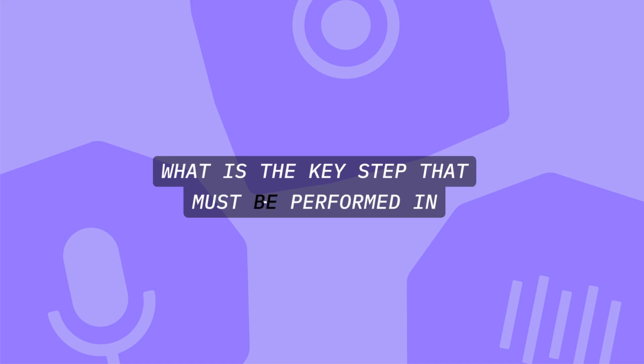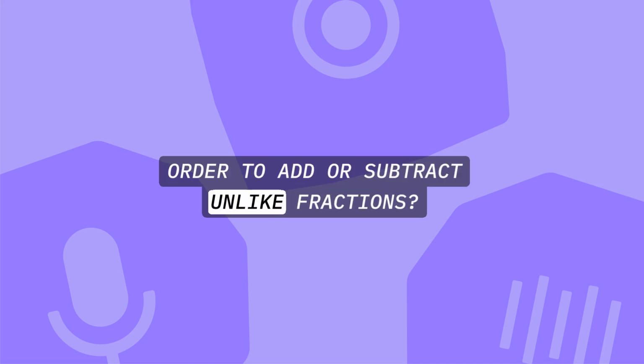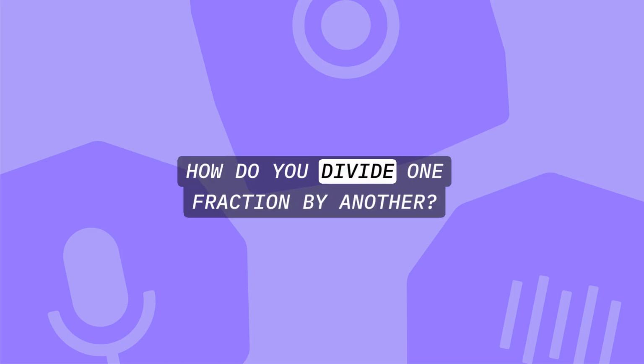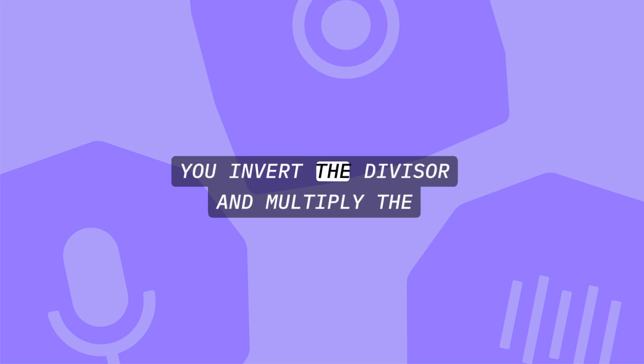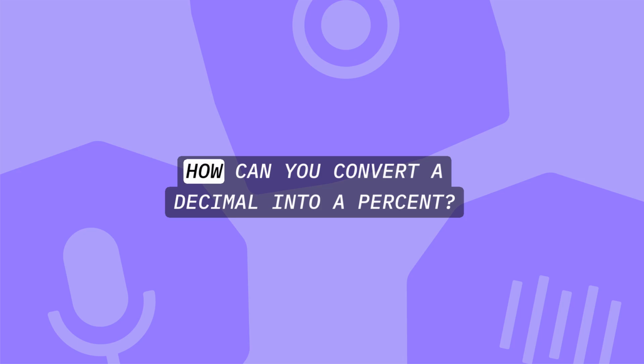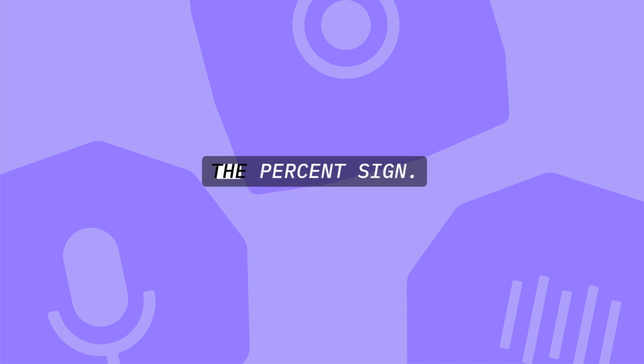What is the key step that must be performed in order to add or subtract unlike fractions? You must find the lowest common denominator. How do you divide one fraction by another? You invert the divisor and multiply the numerators together and the denominators together. How can you convert a decimal into a percent? By multiplying the decimal by 100 and adding the percent sign.